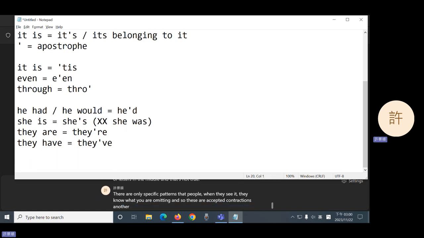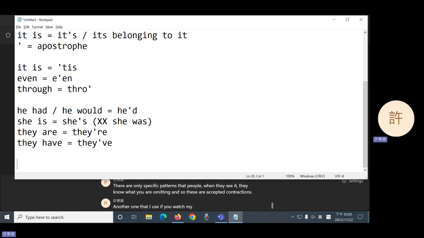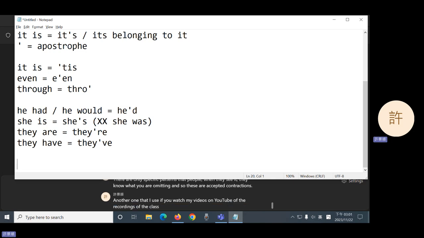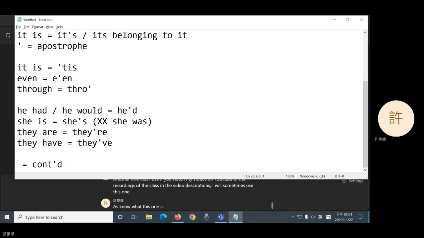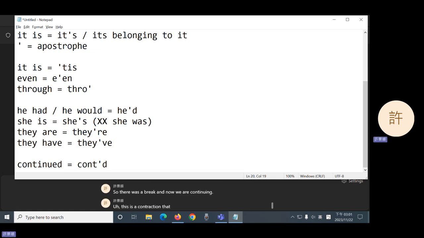Another one that I use, if you watch my videos on YouTube of the recordings of the class, in the video descriptions, I will sometimes use this one. You guys know what this one is? Continued. So there was a break and now we are continuing. This is a contraction that you cannot say. It is specifically for writing.